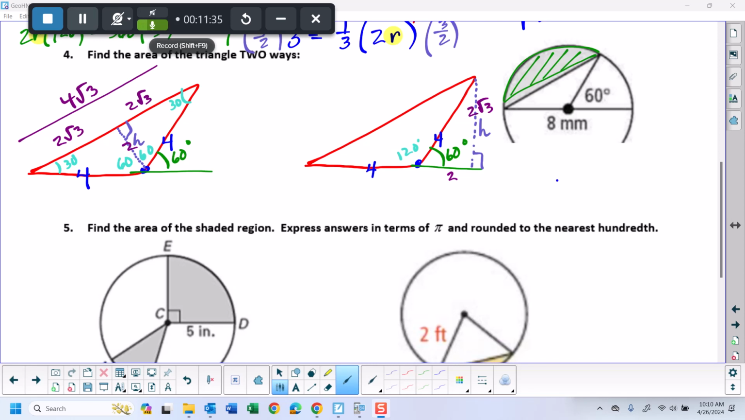Anytime that you want to find the area of a triangle, I know that my area formula is always 1/2 of the base times the height. That is knowledge that should be in the front of your brain.